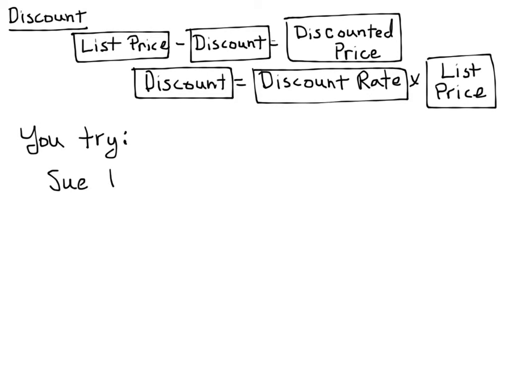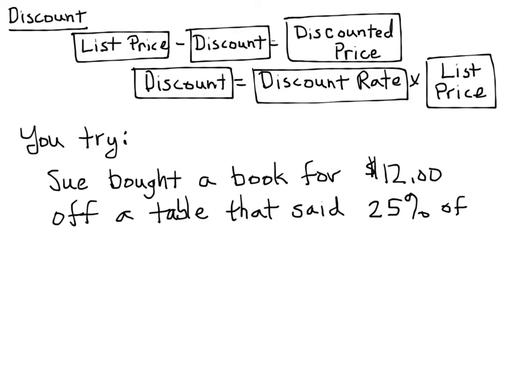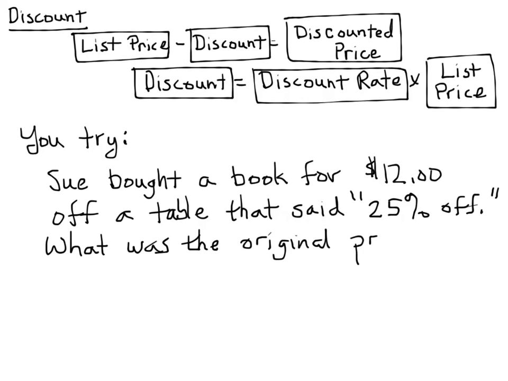All right, so here's one for you to think about. Sue bought a book for $12 off of a table that said 25% off. And the $12 was the discounted price. So what was the book's original price? I think we only have 2 minutes to do this, so I'll let you think about this and maybe jot a note or two, and then we'll cover the answer here.